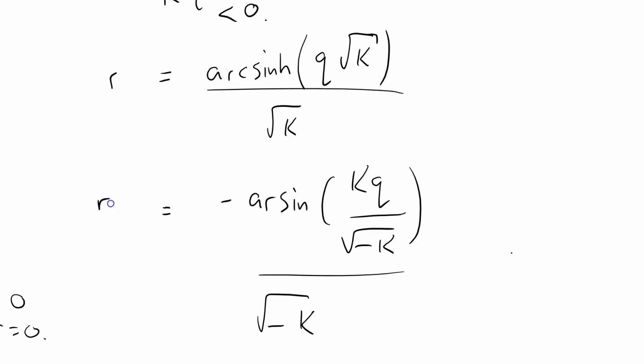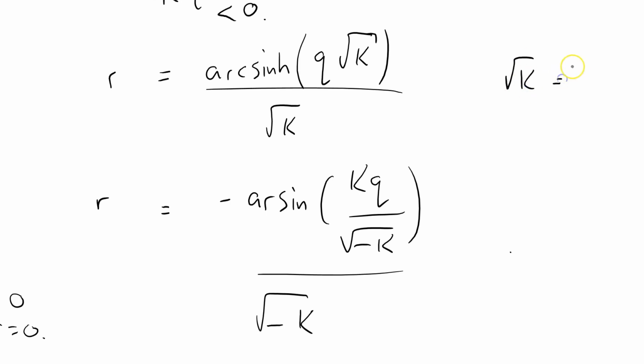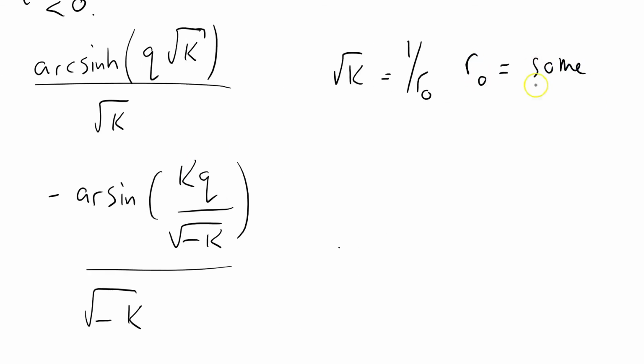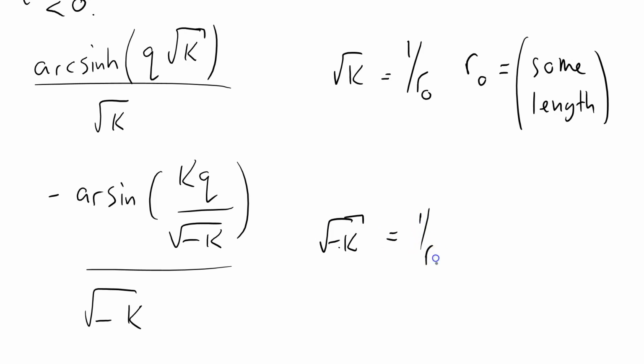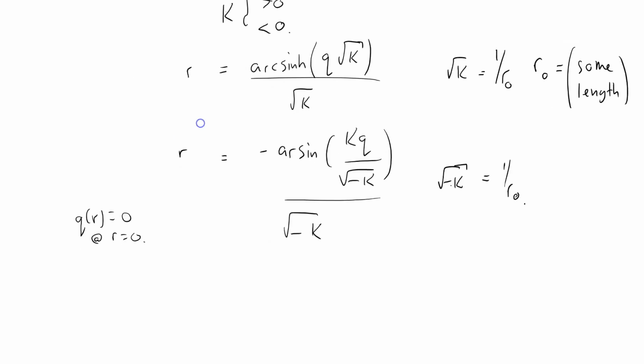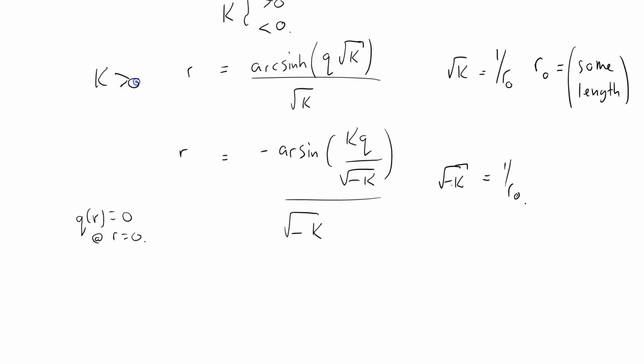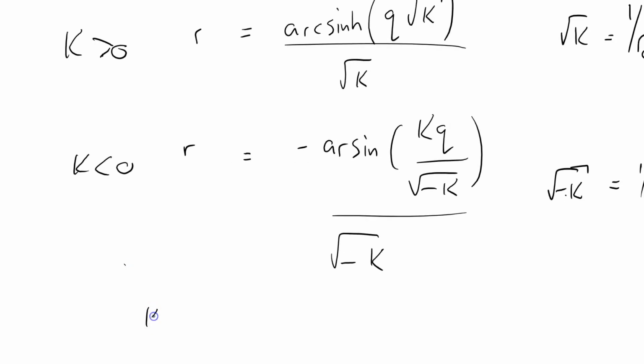Now what I'm going to do is, for these two equations here, I'm going to write that root k equals, which way around will it be? 1 over r0, where r0 equals some length. And of course here I'm going to say root minus k equals 1 over r0 again. That just makes my life a lot easier. And so if I've got this k is positive and k is negative, I've got those two solutions there. If I invert, I can say that for k is positive, we've got that q equals r0 hyperbolic sine of r over r0. There we go, just by inverting that and making that substitution.